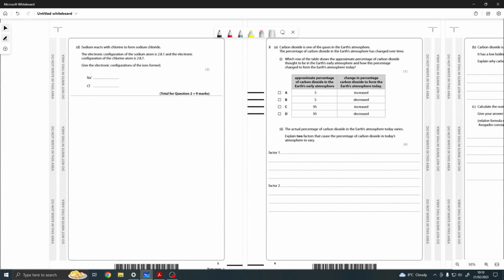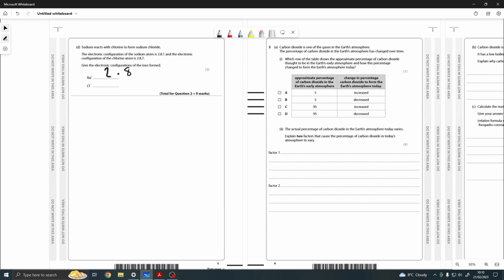Now, it says, sodium reacts with chlorine to form sodium chloride. The electronic configuration of the sodium atom is 2.8.1 and chlorine is 2.8.7. Give the electronic configurations of the ions formed. You need to tell me what the electronic configuration of the sodium ion is. It's got 1 in the outer shell, so it's going to lose 1, and therefore the electronic configuration will very simply be 2.8 because it's lost that electron.